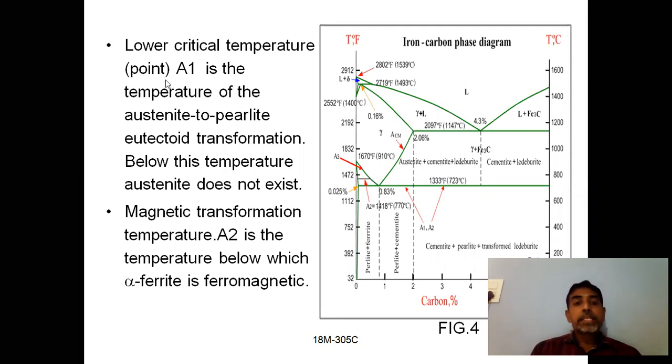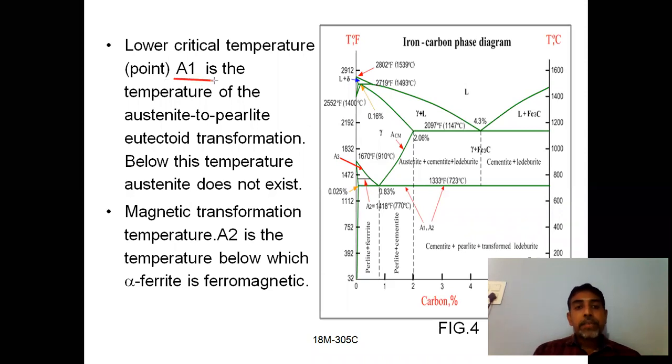Lower critical temperature A1 is the temperature of the austenite to pearlite eutectoid transformation. Below this temperature, austenite does not exist. So I will explain here. See here.